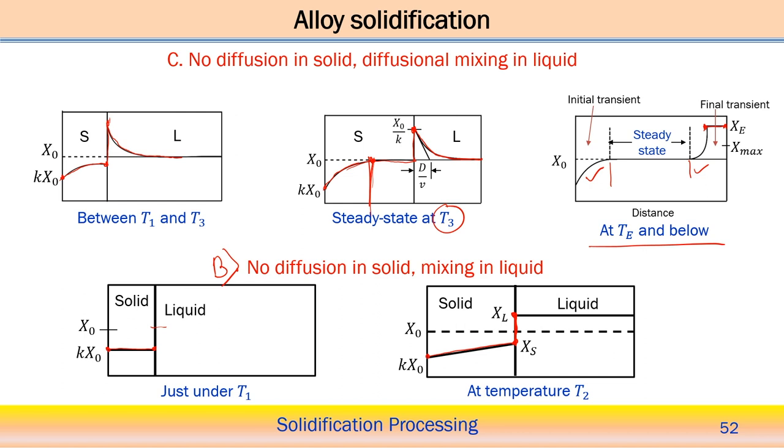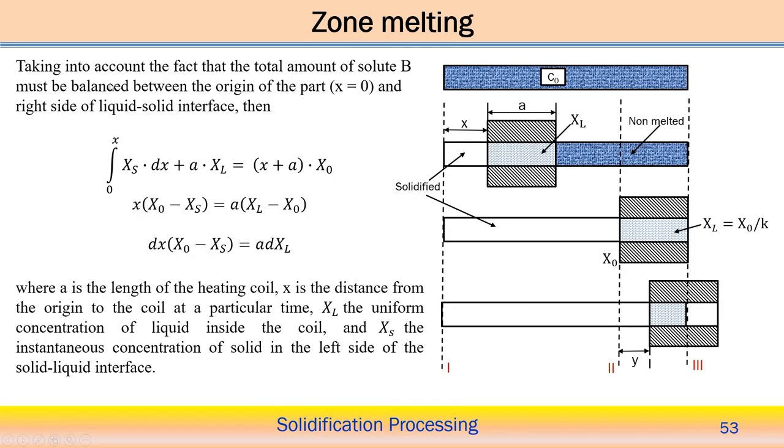So the liquid phase directly has the XL composition, and the remaining liquid will also try to maintain the XL composition at temperature T2. So here is the difference between diffusional mixing in the liquid and external stirring or convection in the liquid phase. In those cases this diagram will be different. Here there is some concentration gradient gradually toward the bulk composition, but in this case it is exactly at XS or XL without any concentration gradient in front of the solid-liquid interface. So these are the differences, and now we utilize this understanding of the diagram to further analyze the zone melting operation.